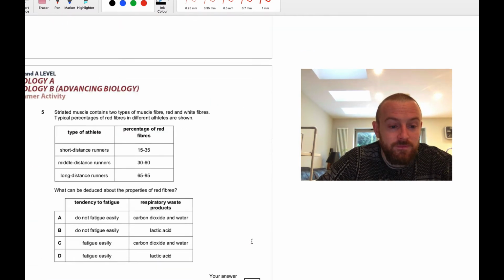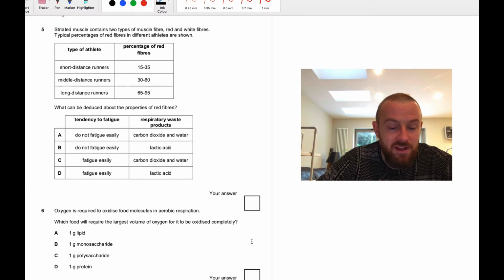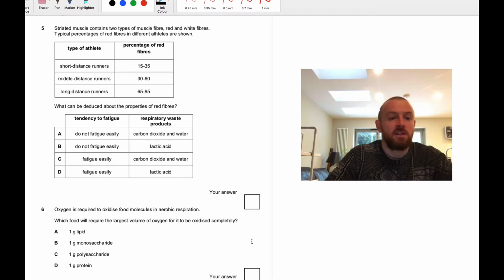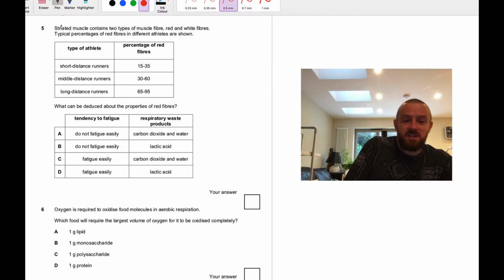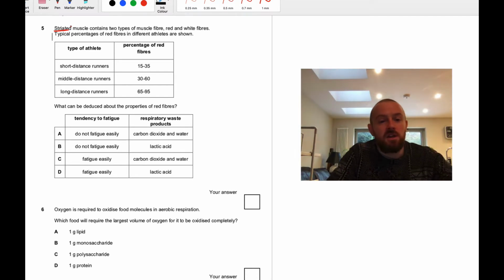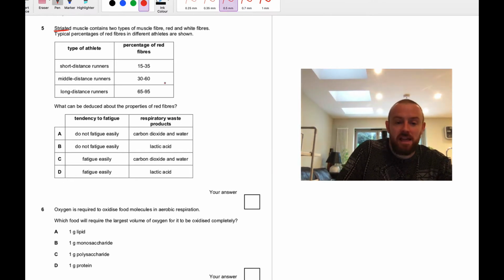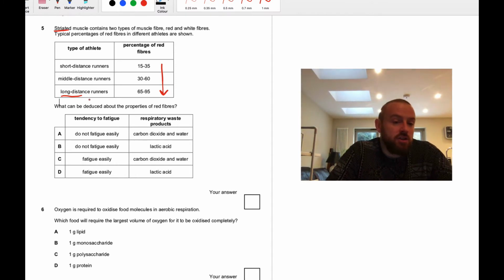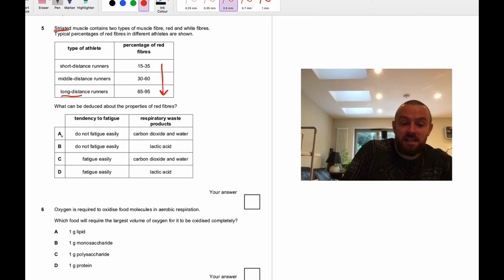Moving on. Let's look at questions 5 and 6. Question 5. Striated muscle, this is stripy or skeletal muscle, contains two types of muscle fibre, red and white fibres. Typical percentages of red fibres are shown. So basically it goes up the more long distance the athlete is. So what can therefore be deduced? Well, long distance runners have a lot of red fibres, and long distance runners need muscles that don't fatigue easily, so it's A or B.